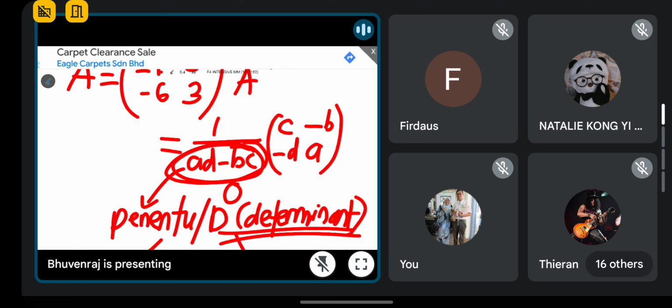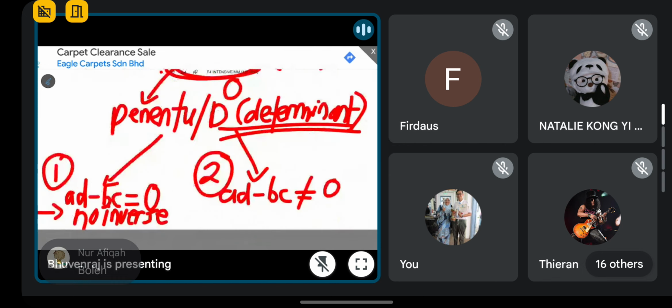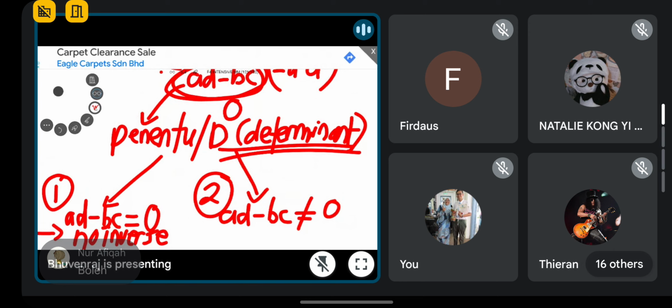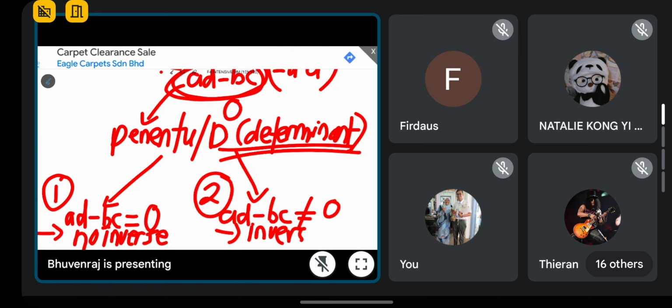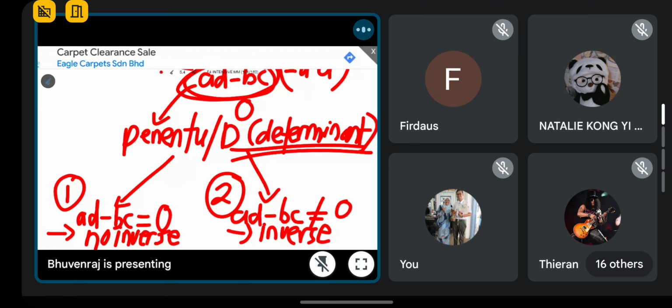But if you have a value over there, kalau kamu ada nilai kat situ, then you can find lah your inverse matrix. As easy as that. Okay, can you all understand guys? Boleh faham? So this is the condition, AD tolak BC not equal to 0. Okay, so this one is got inverse lah, if not equal to 0. Inverse. Got. Okay, so done for this.